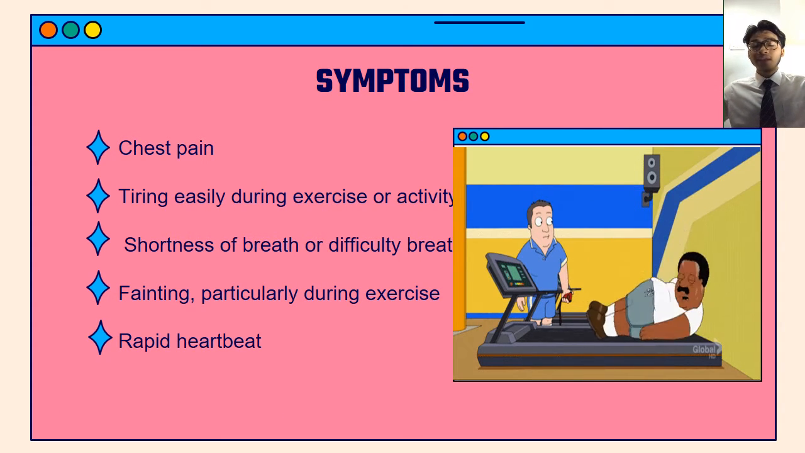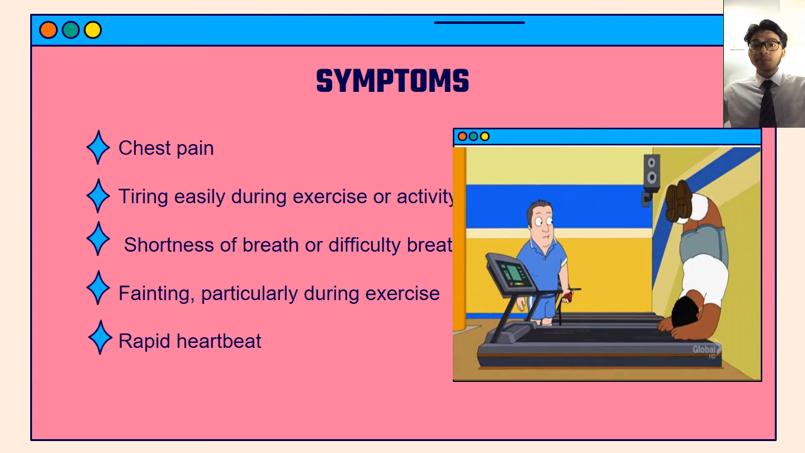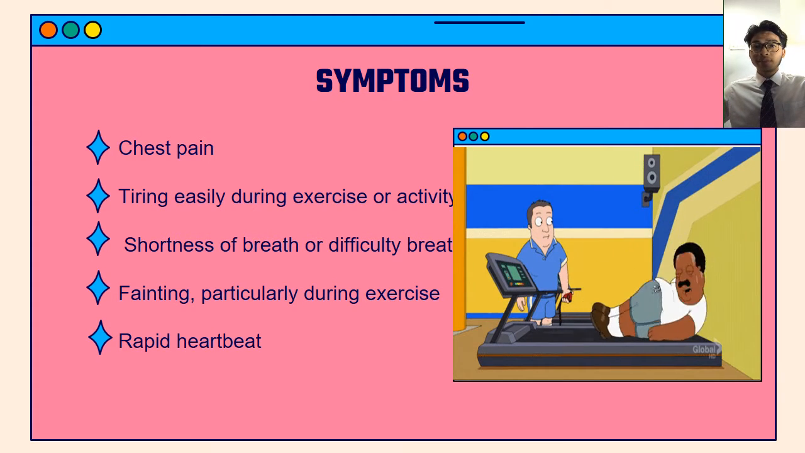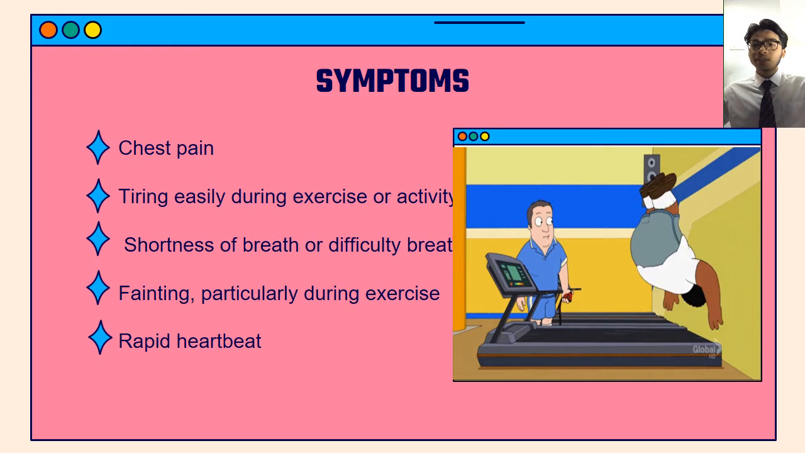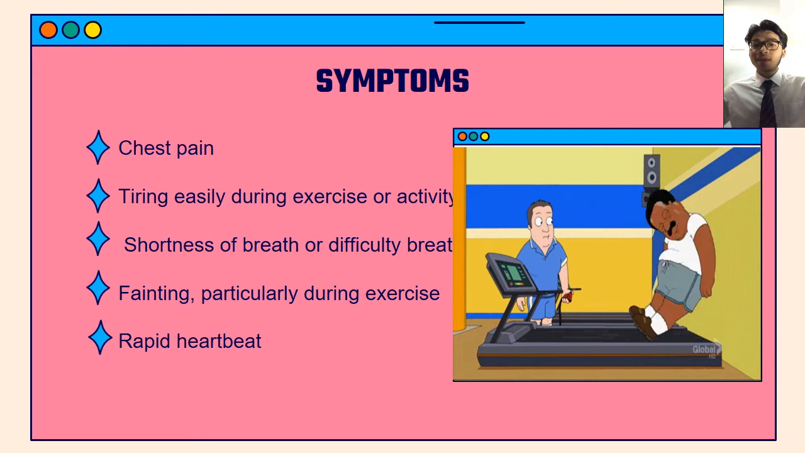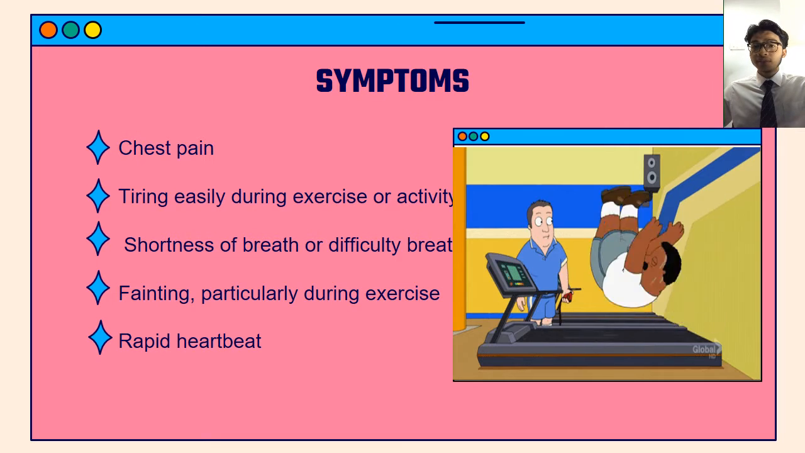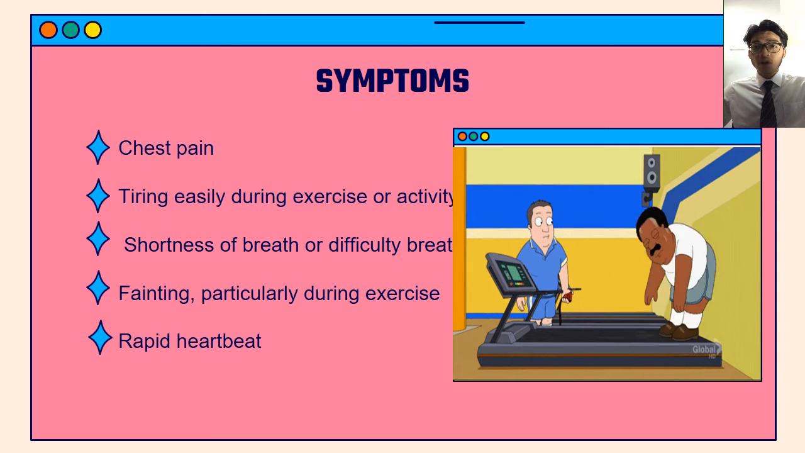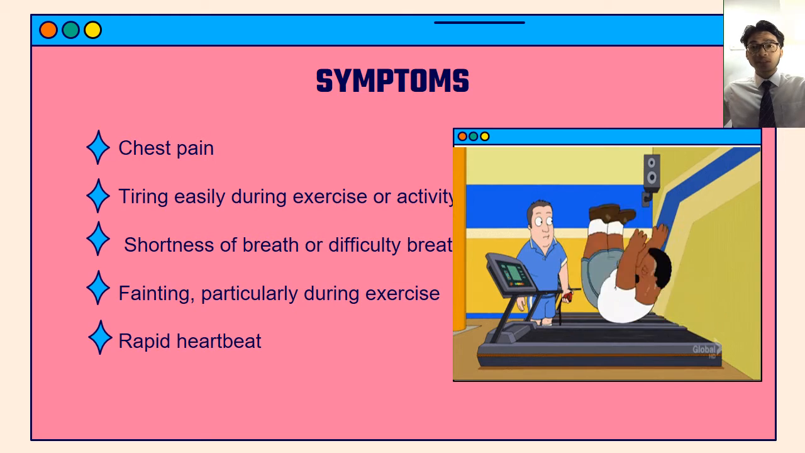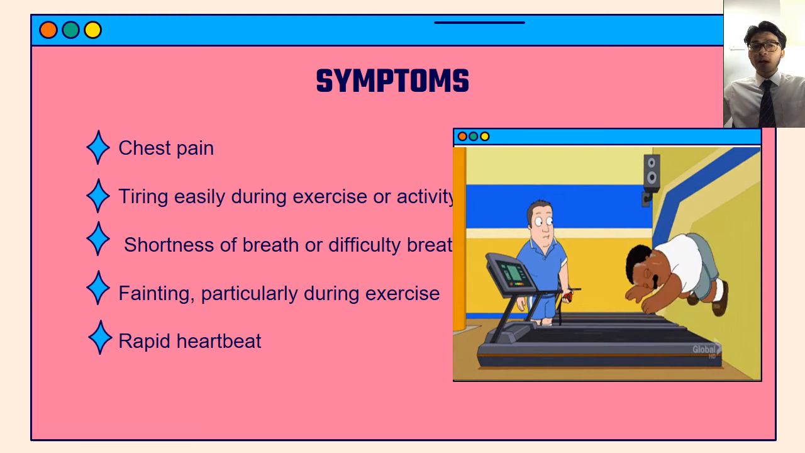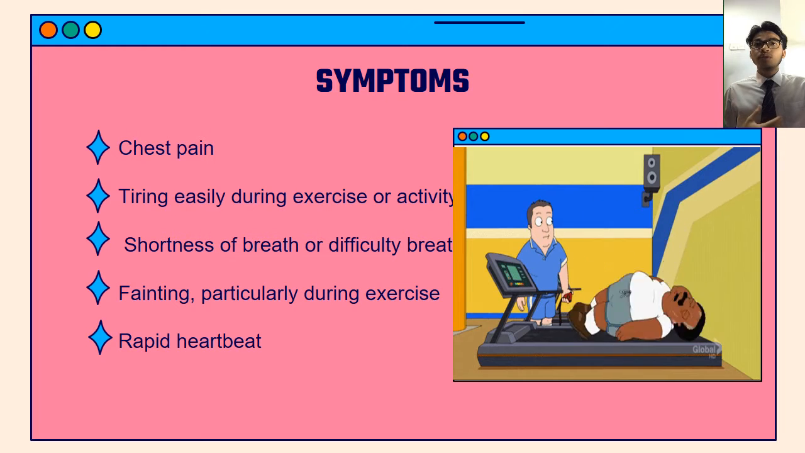HCM, or hypertrophic cardiomyopathy, has several symptoms. First, chest pain. Second, fatigue, particularly during exercise or doing heavy activity that may trigger the heart. Third is a rapid heartbeat. Fourth, shortness of breath or difficulty breathing. Fifth, tiring easily during exercise or activity. This is a common heart disease and heart problem. If you have a heart problem, you easily get too tired.